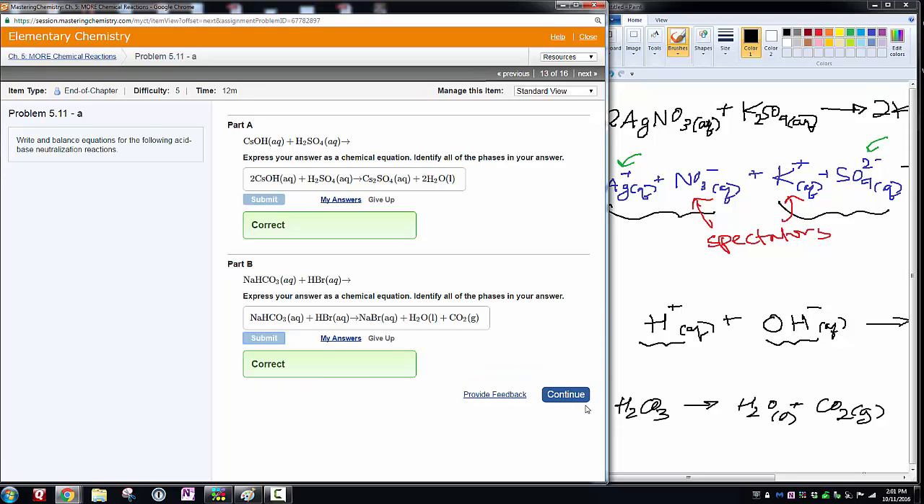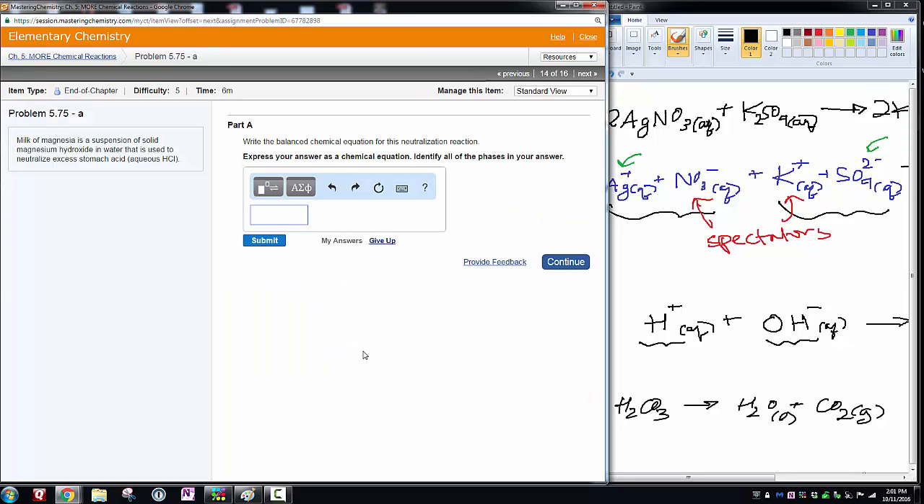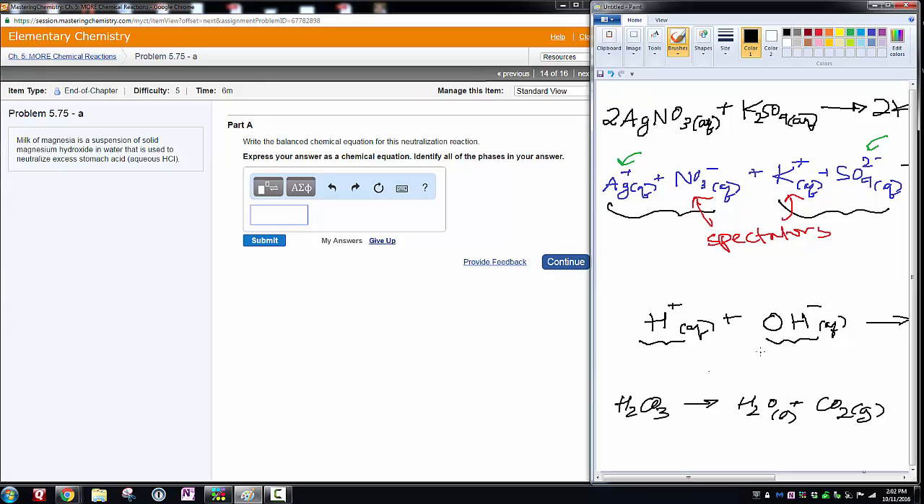Anyway, so this is the reaction I think that they want. Yep, there you go. All right. Next, milk of magnesia is a suspension of solid magnesium hydroxide and water that is used to neutralize excess stomach acid, which is aqueous HCl, and they want the balanced chemical equation for that neutralization reaction. All right, so solid magnesium hydroxide.